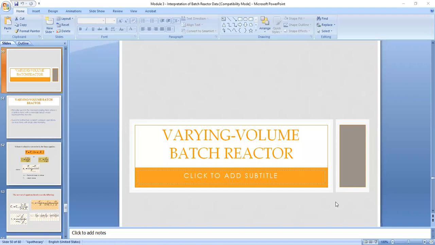Okay, so I hope you can see the slide already. We have covered everything regarding constant volume batch reactor data, and we have covered both integral and differential analysis.